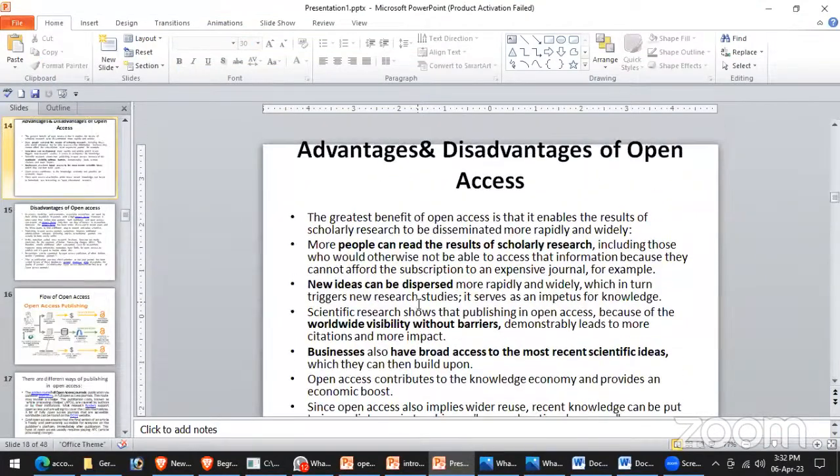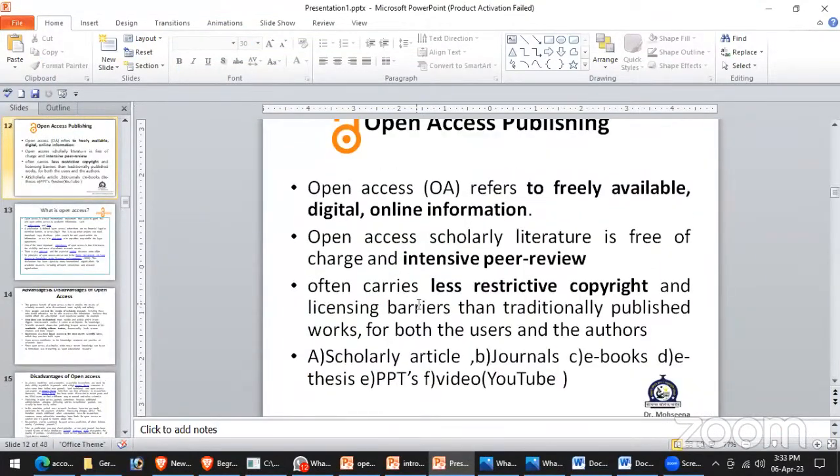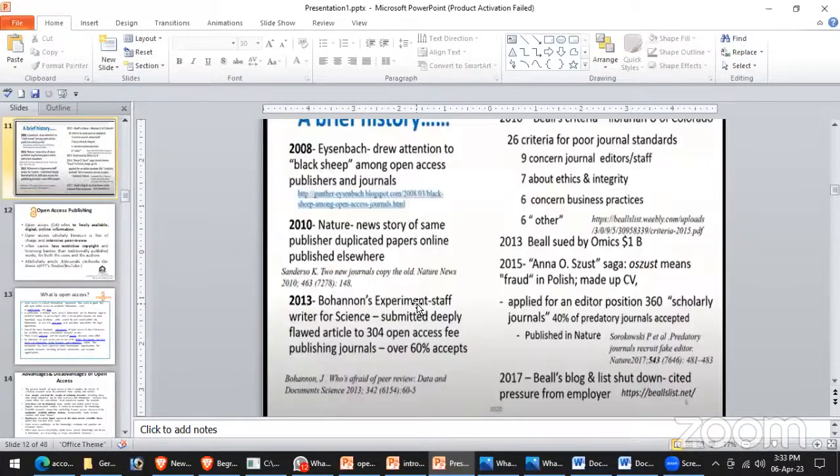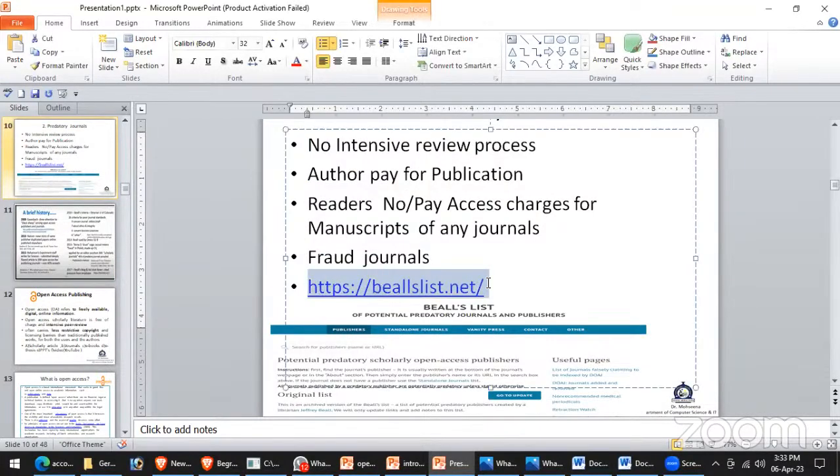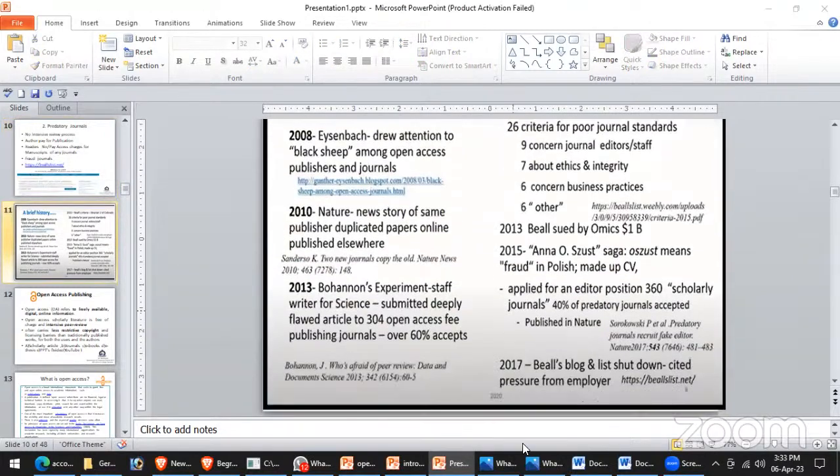This link also I'll show you. This link will give you the fake journals. This will tell you about the fake journals. Whatever the fake journals are there, you can check it out. Now coming to the disadvantages.